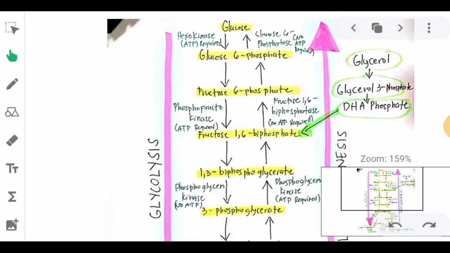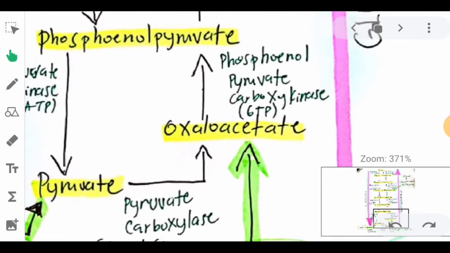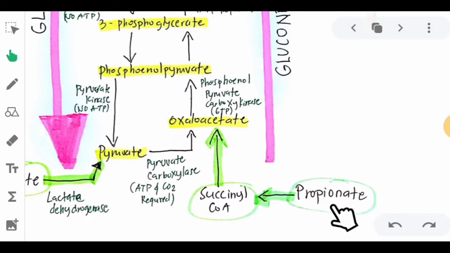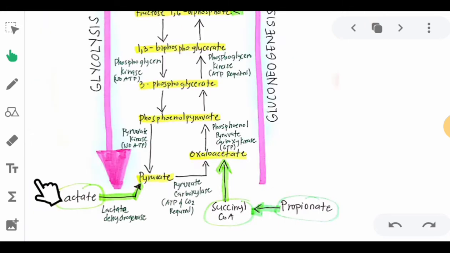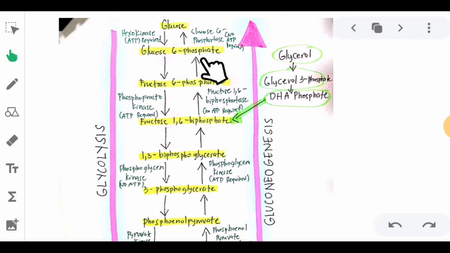Now let us look at other non-carbohydrate materials. Let us have here the propionate. This propionate is a lipid molecule, one of the constituents of fats. So this propionate will be converted into succinyl-CoA, and then the succinyl-CoA will be converted into oxaloacetate. Again, this is a Krebs cycle intermediate. So once it becomes oxaloacetate, it will undergo the same pathway as the conversion of lactate to glucose. So it will have the same pattern for the propionate.